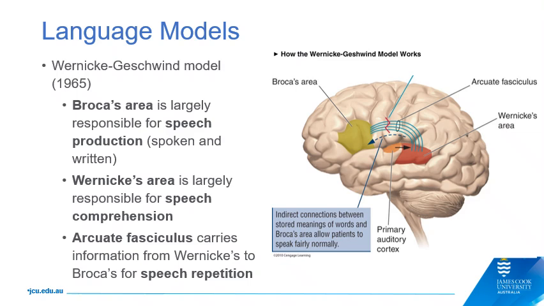So now we look at language models. The most famous language model involving aphasia, of course, is the Wernicke-Geschwind model from 1965. There are 3 bullet points, 3 pieces of information. Specifically, the Broca area is proposed to be responsible for speech production. The Wernicke area is seen as responsible for speech comprehension. And lastly, the arcuate fasciculus, the white matter tract connecting the Wernicke area to the Broca's area, is important for speech repetition.